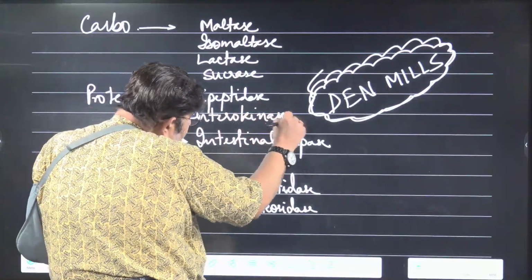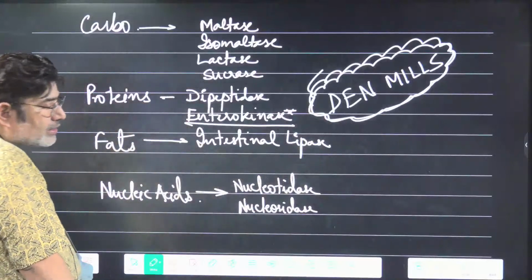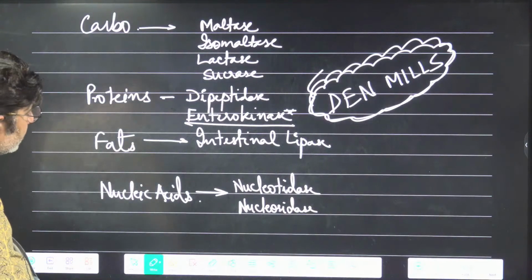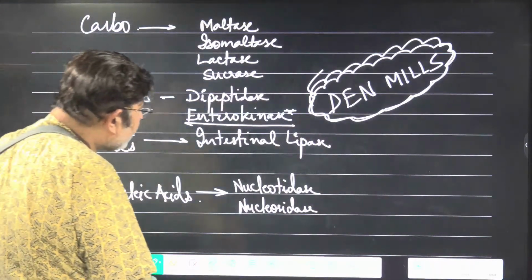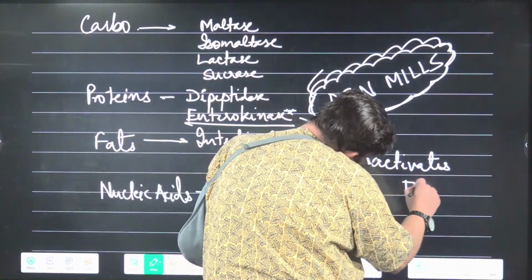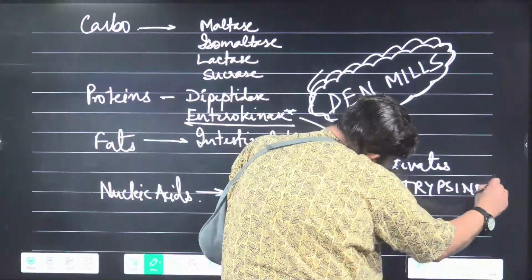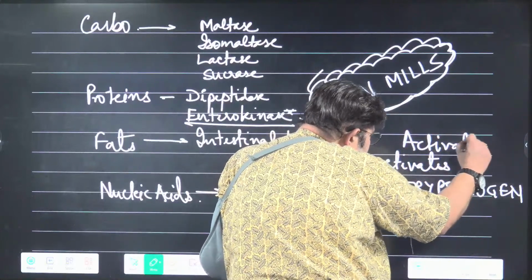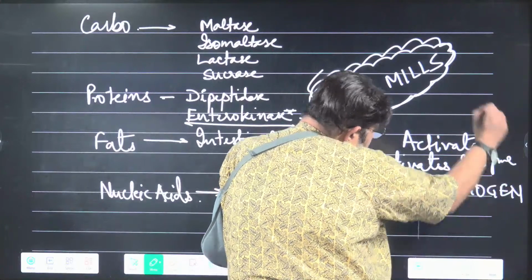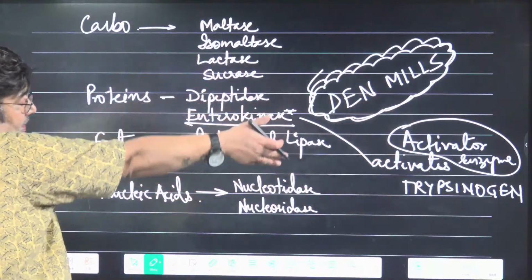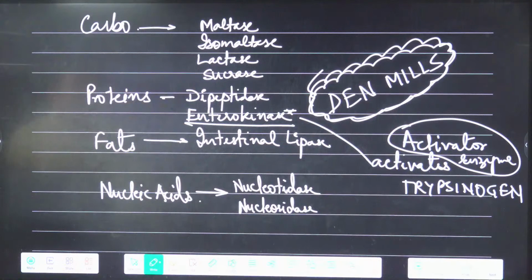Enterokinase is a social worker enzyme. It is working for activating the pancreatic enzyme. Trypsinogen is activated by enterokinase. It is an activator enzyme. Why social worker? Because it is actually activating someone else's enzyme. It is activating a pancreatic enzyme rather than an enzyme of succus entericus.